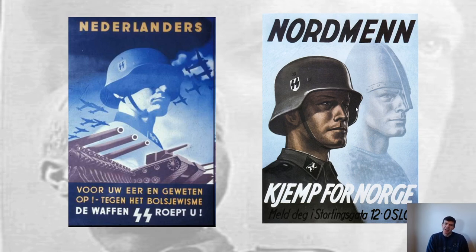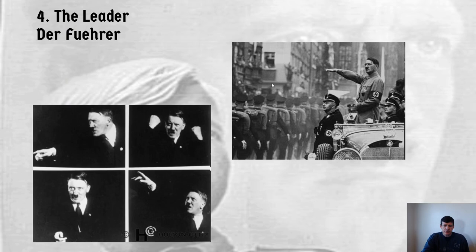In fact, it was Norwegian SS members that were the last ones to hold out in the end of April, early May of 1945 in the Reichstag, in the German capital. There were Norwegian SS men fighting against the Soviets, partially because they knew they could never go home. They were traitors.